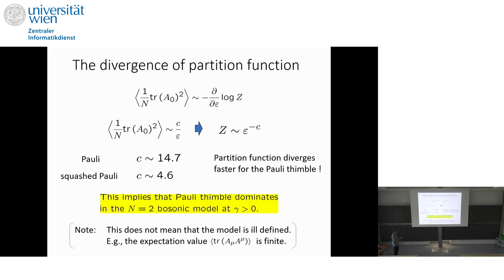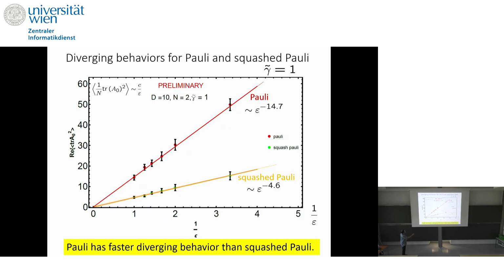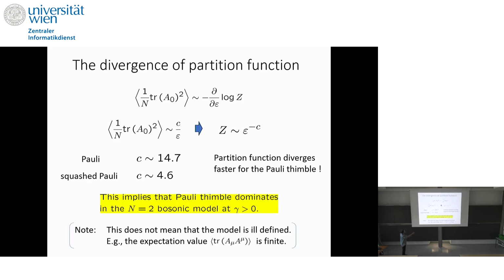And this has a very important consequence, because this quantity that I plotted here in this figure is related to the partition function in this way, where epsilon is the convergence factor I introduced for the temporal direction. And therefore, this diverging behavior of this trace A0 squared implies immediately that the partition function should diverge like this. And the power C here depends on the solution, and it is 15 for Pauli and 5 for squash Pauli. So, yes?